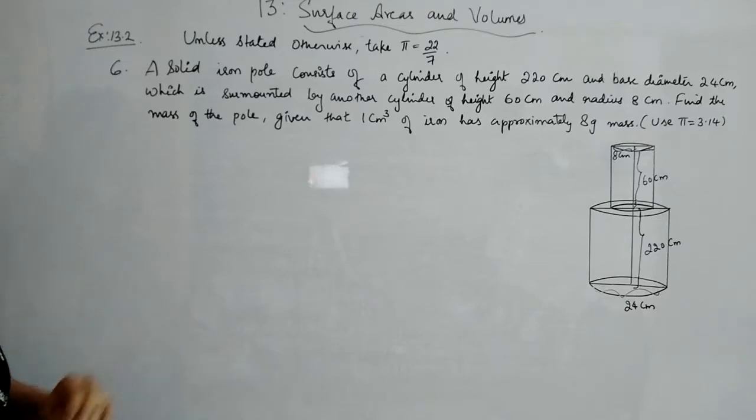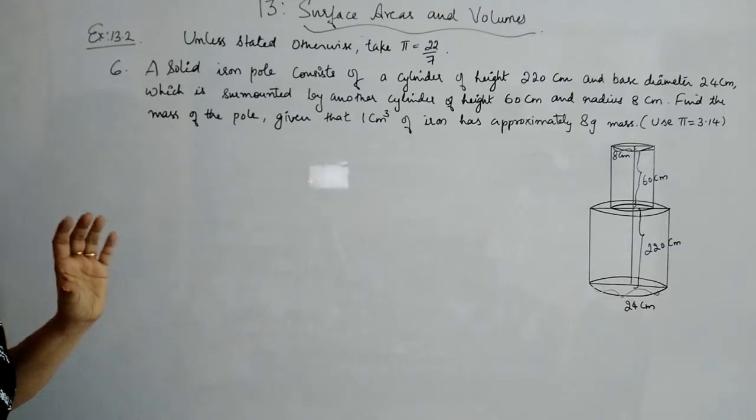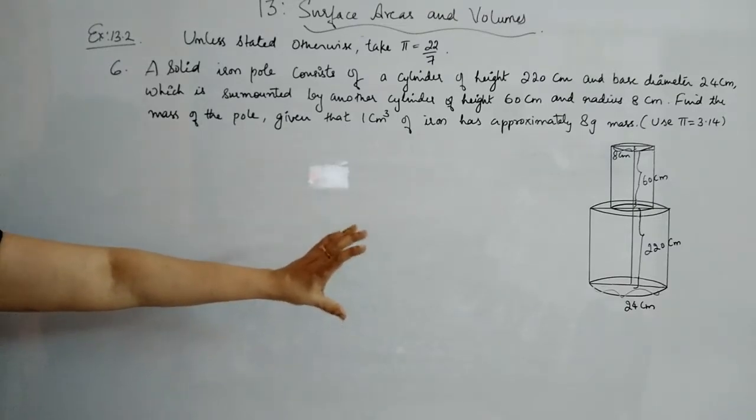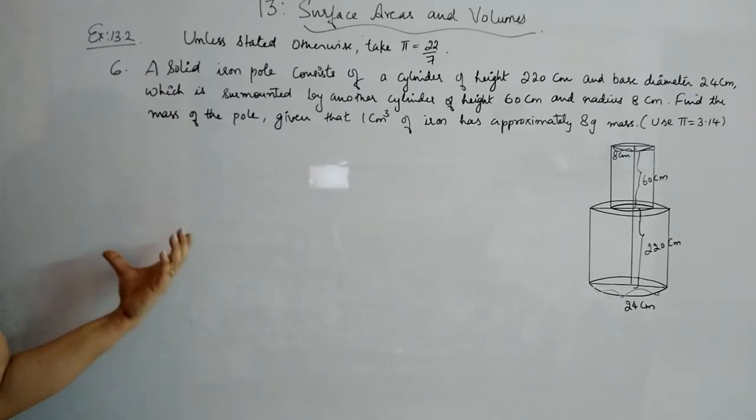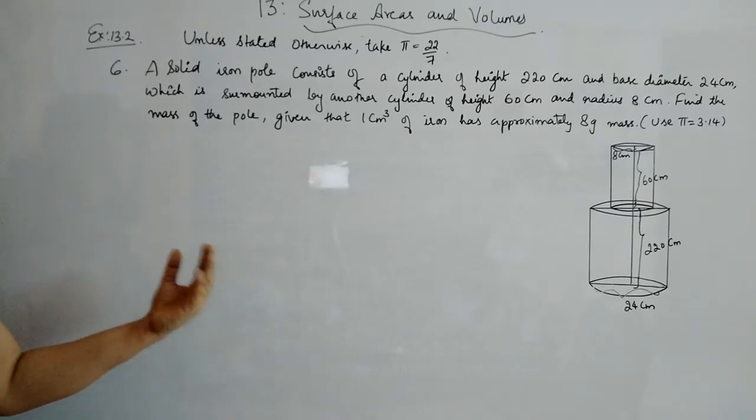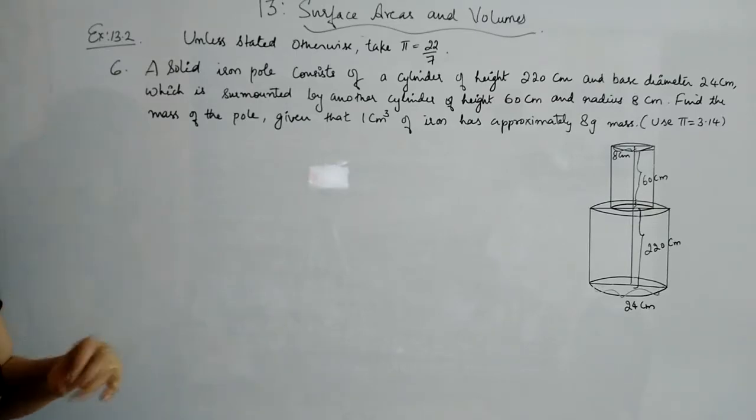So for that, first we will find out what is the volume of the pole, and in order to get that we have to find the volume of both the cylinders separately and then add them, so that will be the total volume of the pole, and then we will find out what is the mass of the pole. Since 1 centimeter cube of iron has approximately 8 gram of mass is given, how much centimeter cube you are getting as a volume of the pole, that into 8 will give you that much of gram mass, and it can be converted into kilogram also by dividing it by 1000.